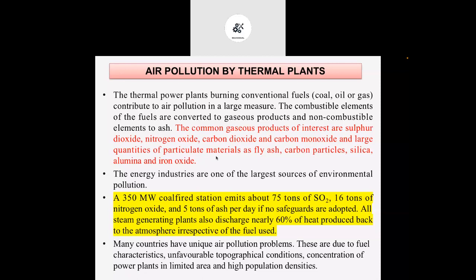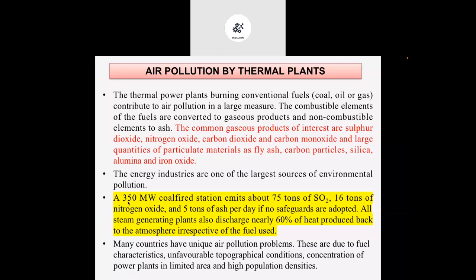Then carbon particles are there, silica, alumina, iron oxides, etc. These are some pollutants that we have to monitor, to see how much of them is released by the thermal power plant. The energy industry is one of the biggest sources of environmental pollution, as we know, particularly air pollution and water pollution.